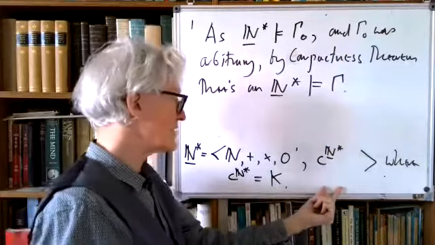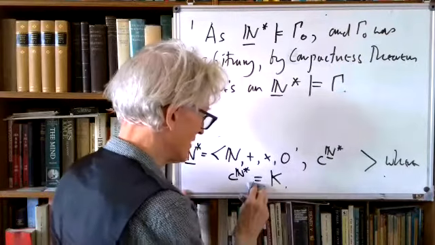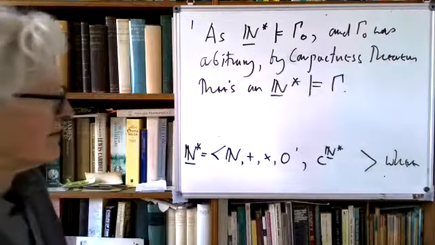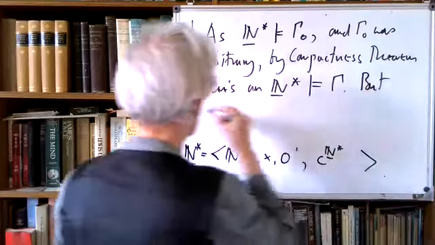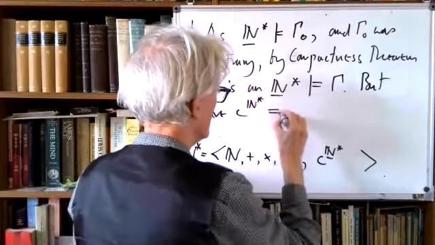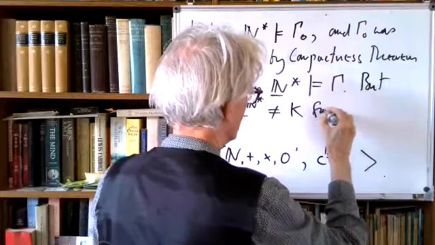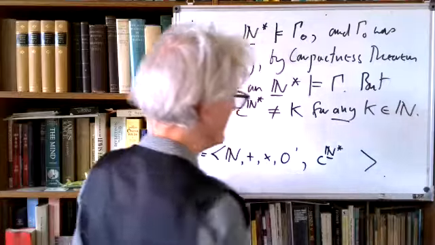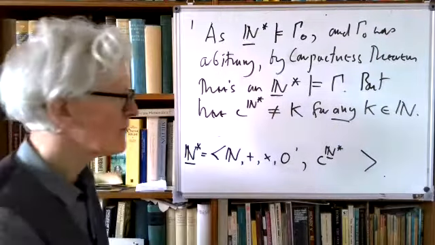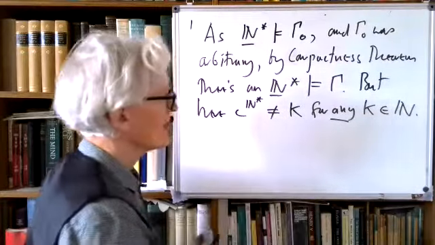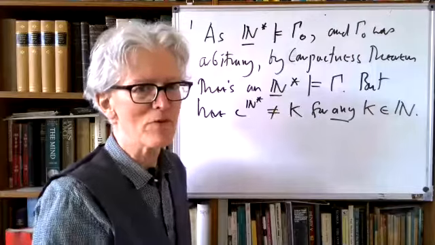But now, for this n star, whatever the interpretation of C is, it can't be any of the n's here. But here C star does not equal k for any k in the natural numbers. So one of the exercises suggests investigating this a little bit more, right?